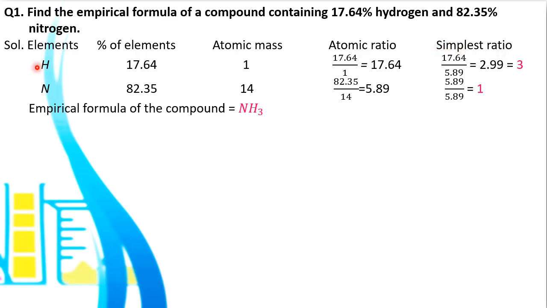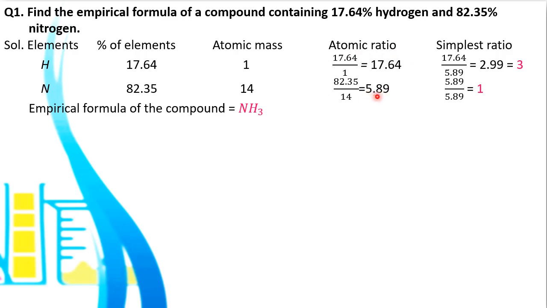Here are two elements, hydrogen and nitrogen. Percentage of hydrogen is 17.64. Atomic mass of hydrogen is 1. So we will find the atomic ratio. Atomic ratio will be found by dividing percentage of element by their atomic mass. So after calculation we get 17.64. Similarly for nitrogen, the atomic ratio is 5.89, and here we will take the smaller one, between 17.64 and 5.89.